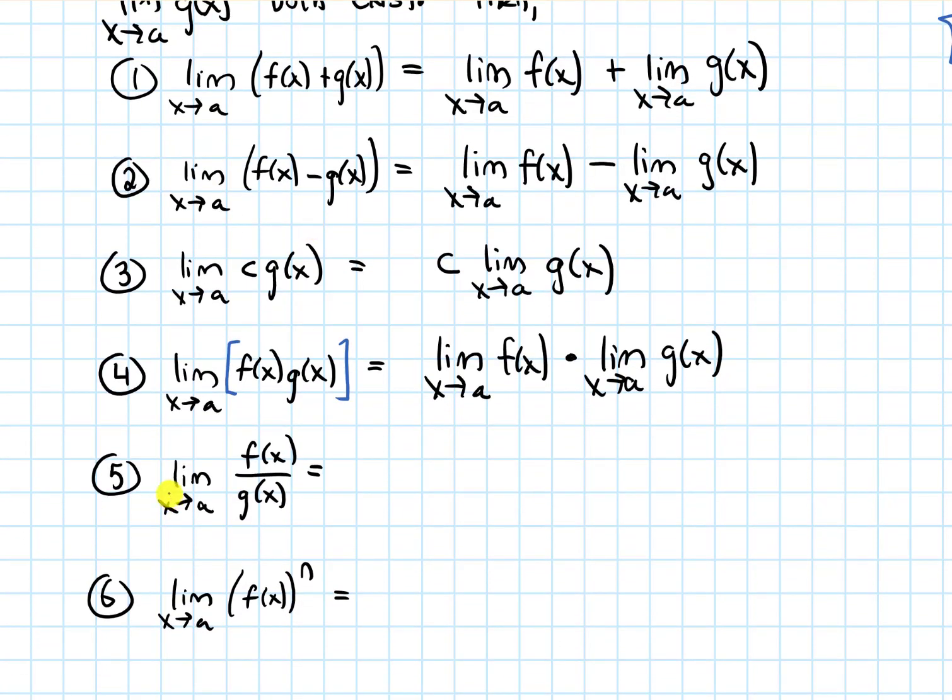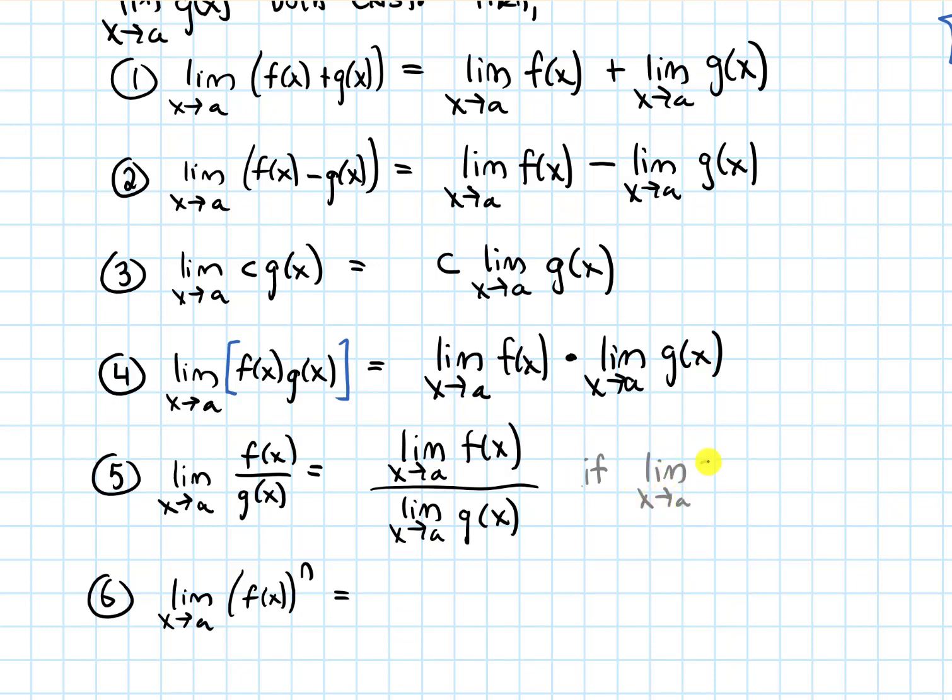The fifth limit property is when you divide two functions. This will be equal to the limit as x approaches a of the top function over the limit as x approaches a of the bottom function, g of x. The one exception is we have to be mindful that the limit as x approaches a of g of x should not be equal to 0, because otherwise we'd be dividing by 0.